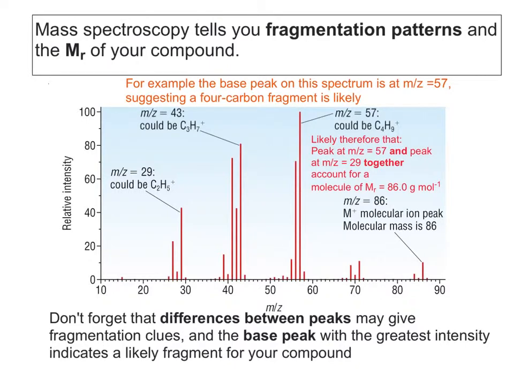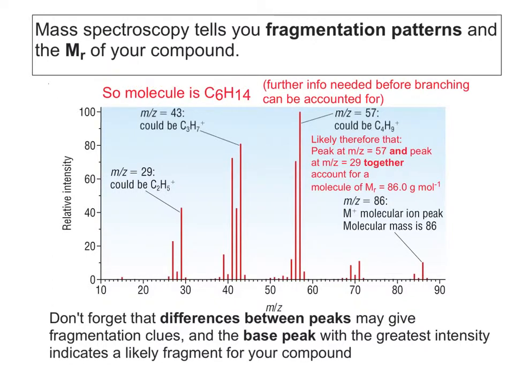So working on the idea that the peak at m/z equals 57 and the peak at m/z equals 29 together account for a molecule that would add up to 86 in total, which is your Mr, your molecule would have to be 6 carbons long. So for now we're going to have to stick with C6H14. We're not quite sure whether it's branched or not, but further information in the question would be needed before that kind of thing would have to be taken account of.